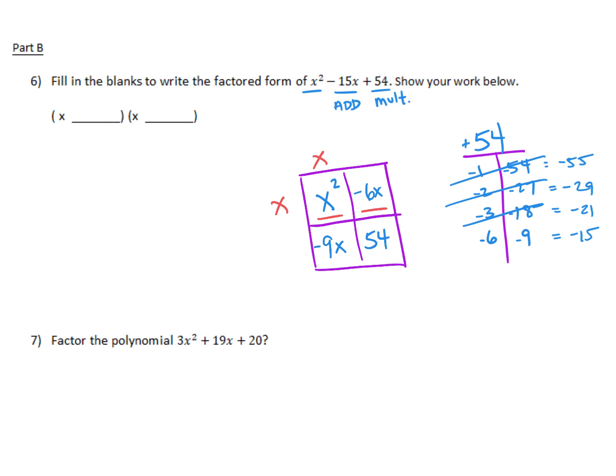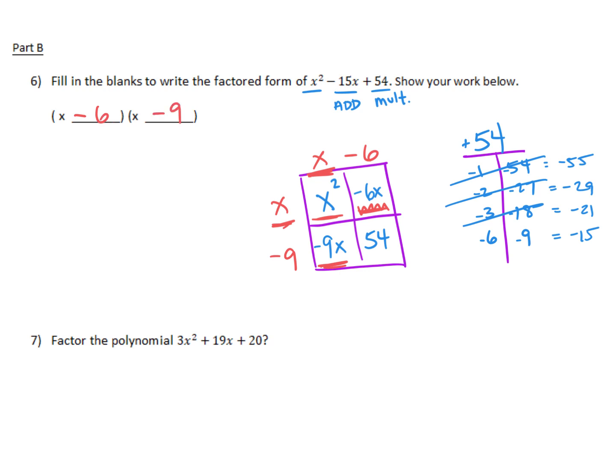Now you can figure out the next one pretty quick too because this x needs to be multiplied by a negative 6 to give us this negative 6x. So I know in the top right I need a negative 6. All right, in the bottom left, I know I need a negative 9x here. So that means I'll be multiplying my x at the top by a negative 9. All right, so we've gotten pretty darn good at that over the last week. So x minus 6 and x minus 9.